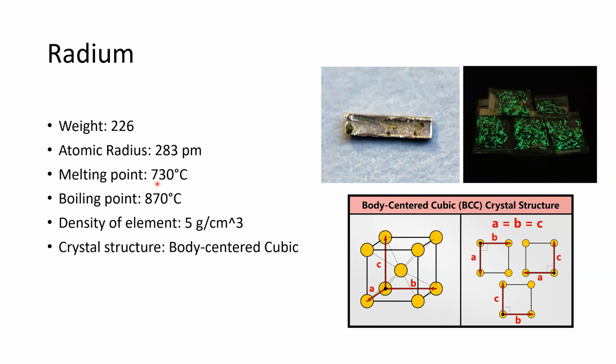The melting point of it is very low. It's only about 730 degrees, and the boiling point is only about 870 degrees. But it still has the largest density. It is about 5 grams per cubic centimeter. And the crystal structure of it is body-centered cubic. So from the graph, we may see that the cubic cell has 3 equal bonds, A bond, B bond, C bond. They are equal to each other, and the angle between these bonds is 90 degrees.